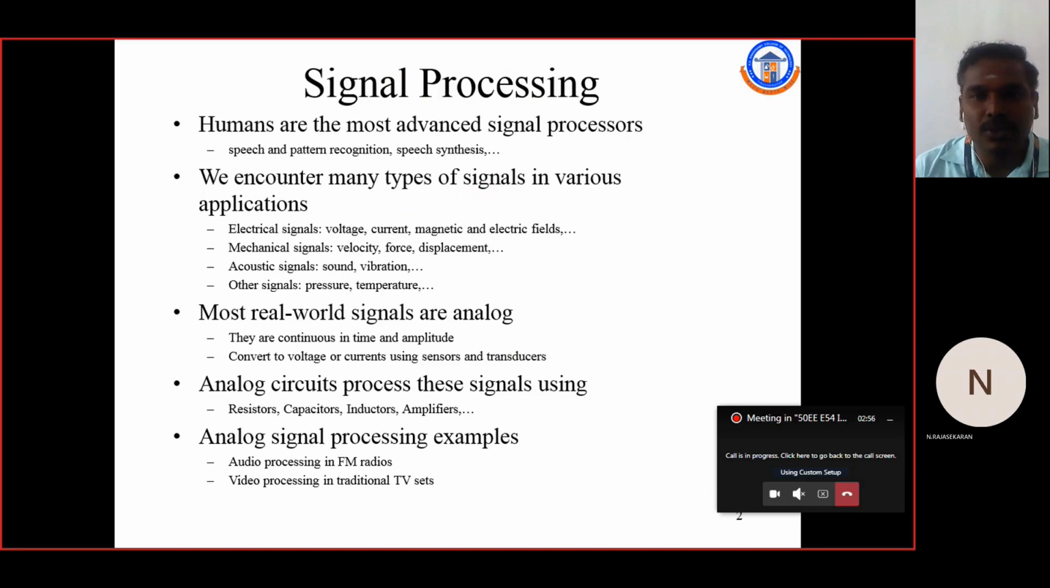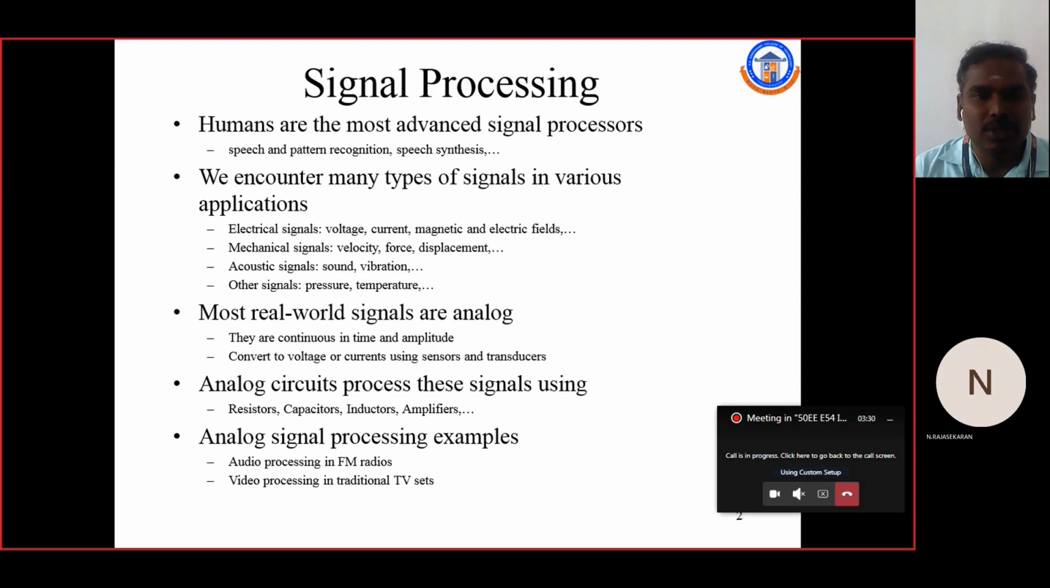In the first slide I'm going to explain what signal processing is. We know that there are several types of signals. From that we understand that humans are the most advanced signal processors. Speech and pattern recognition and speech synthesis are examples of signal processing. So we encounter many types of signals in various applications.